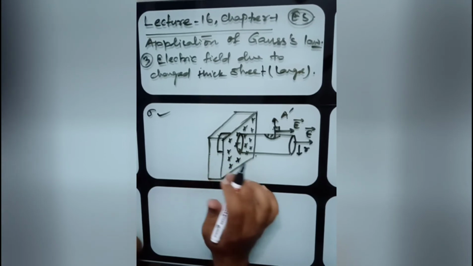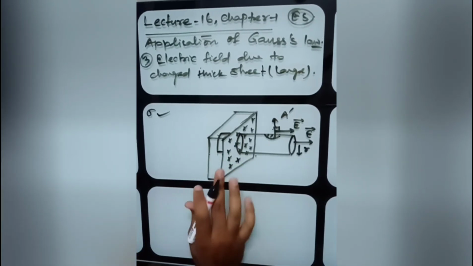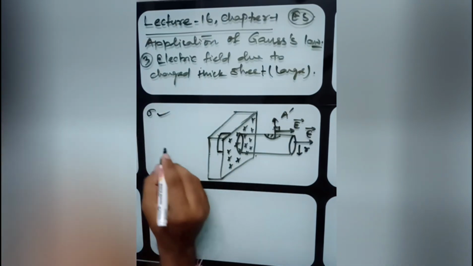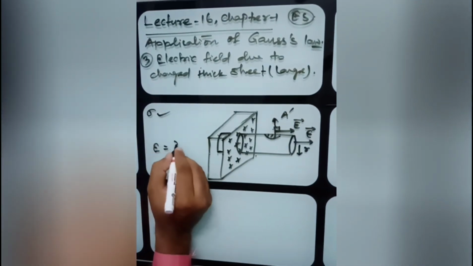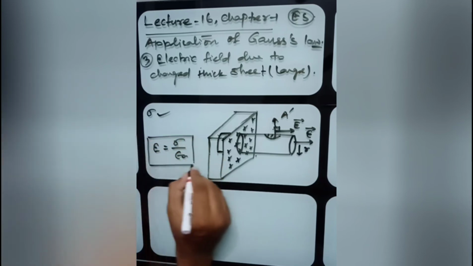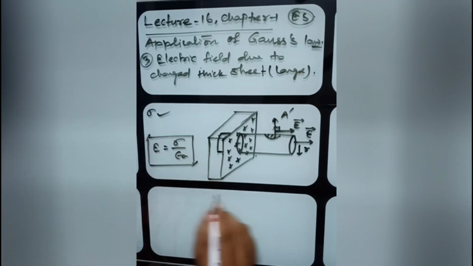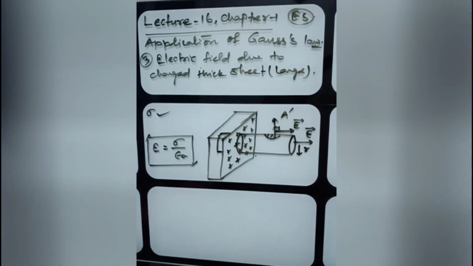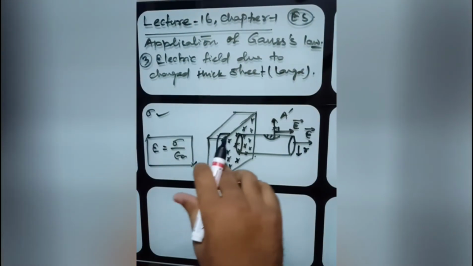Remember, it is just inside and it is not outside, so we will have only one surface. You will get the answer, student, as E equals sigma by epsilon naught, and try to derive this by yourself, student. Okay, and now the fourth application, electric field due to charged cell.